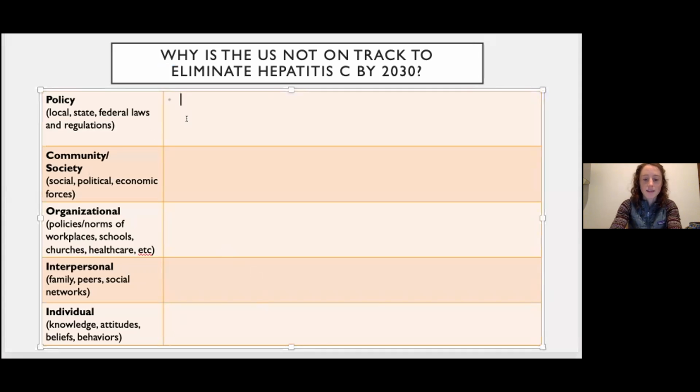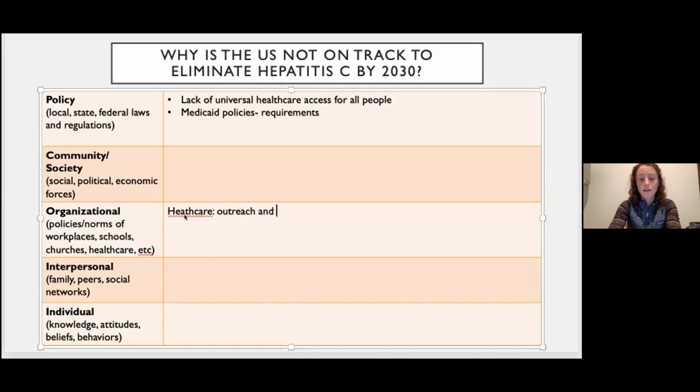Yes, so I think there is, just gonna say it, lack of universal health care access for all people. Lack of outreach, low screening, Medicaid coverage discrepancies. Yeah, and that is kind of a policy, like Medicaid is a state-run program, and sort of like their requirements and barriers to treatment within Medicaid policies. Lack of outreach, I think that comes sort of in the healthcare realm around outreach and screening.